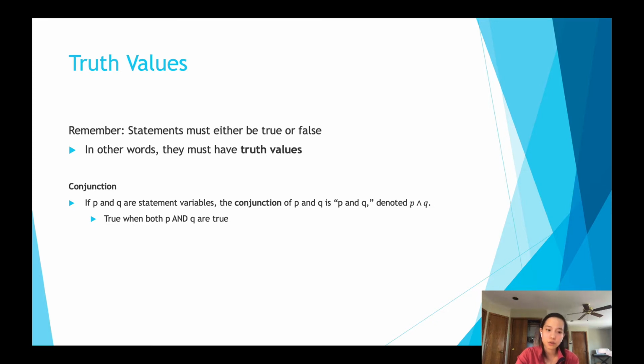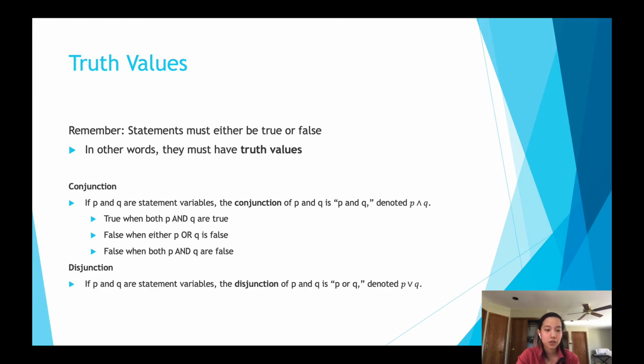P and Q is true when both P and Q are true. P and Q is false when either P or Q is false. And P and Q is false when both P and Q are false.